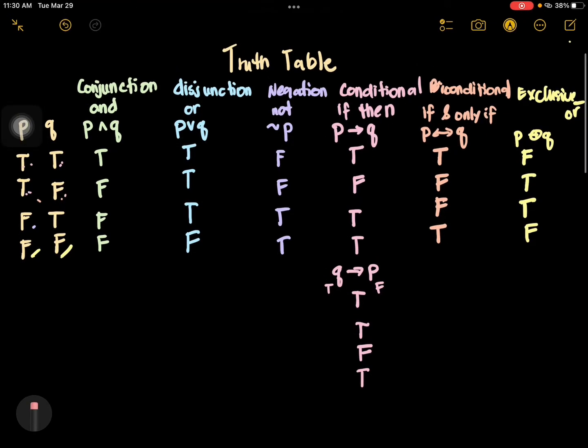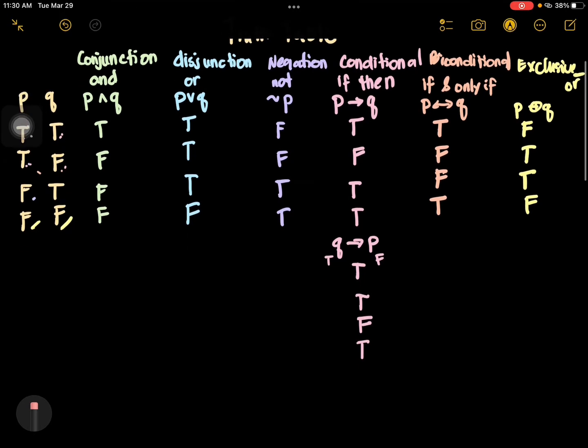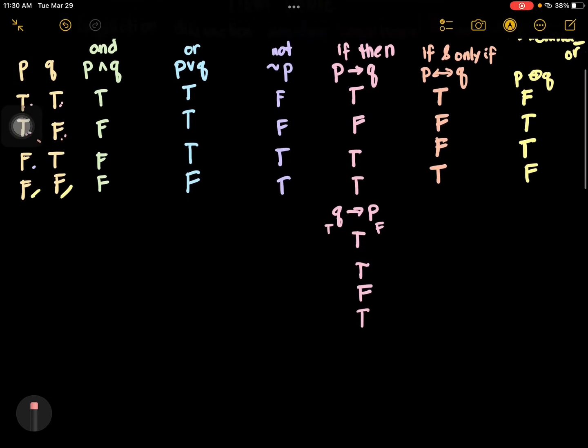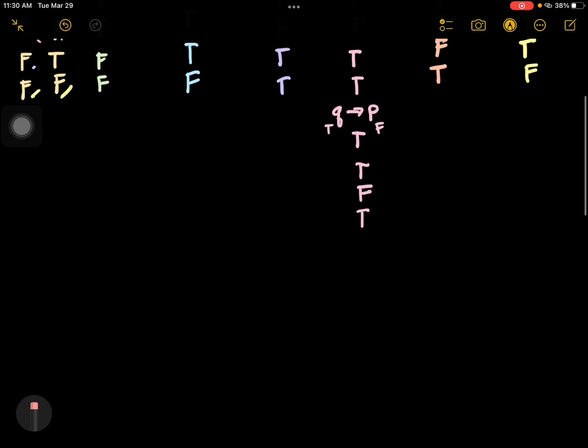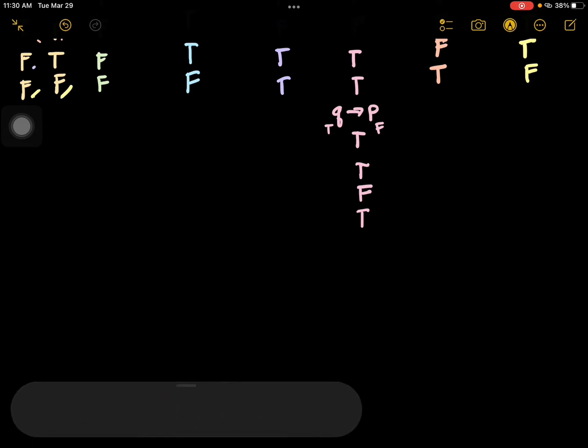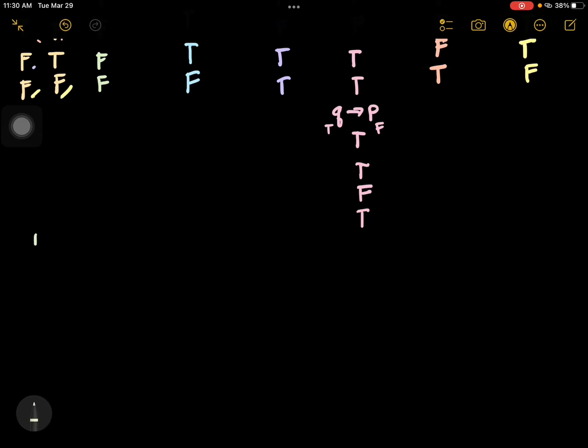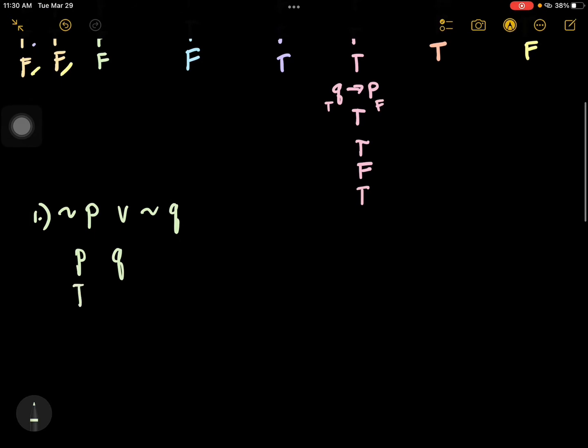This is the summary of our compound propositions. Now let's have our first example in constructing our truth table. The first one is not P or not Q. So you have P and Q, with true, true, false, false, true, false, true, false.